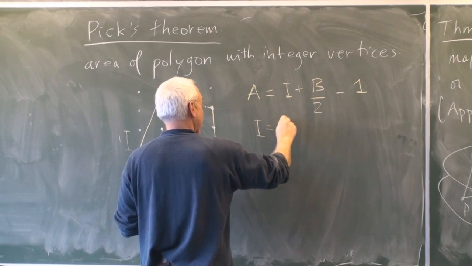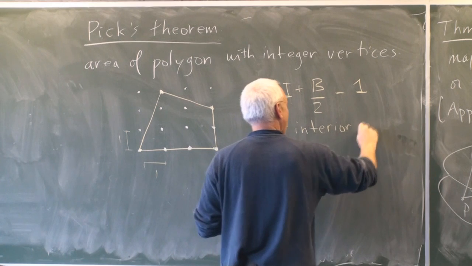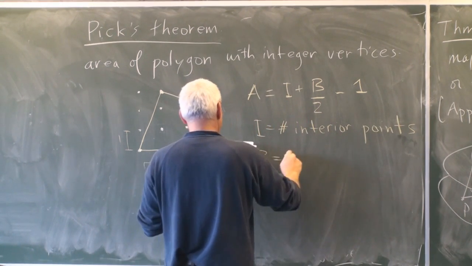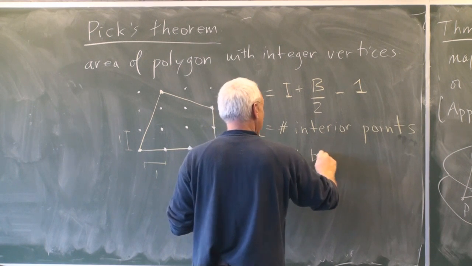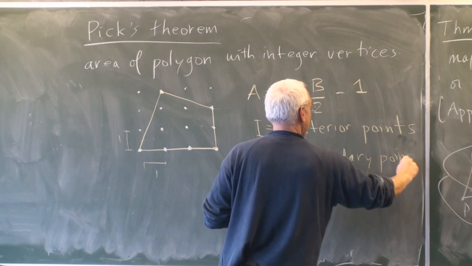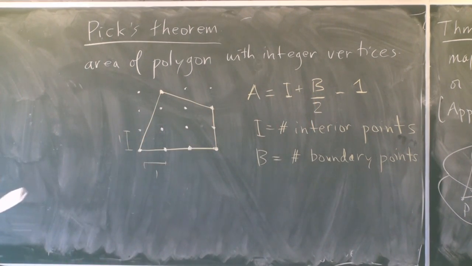And the formula is that the area A is I plus B over 2 minus 1, where I is the number of interior points and B equals the number of boundary points. Do you include vertices? Sorry? Do you include the vertices? Yes.